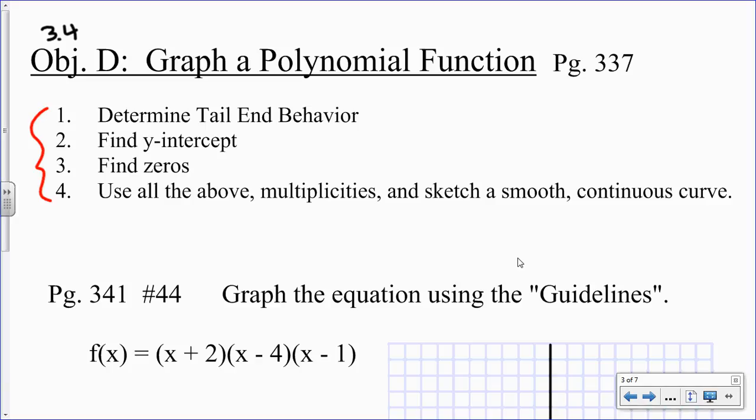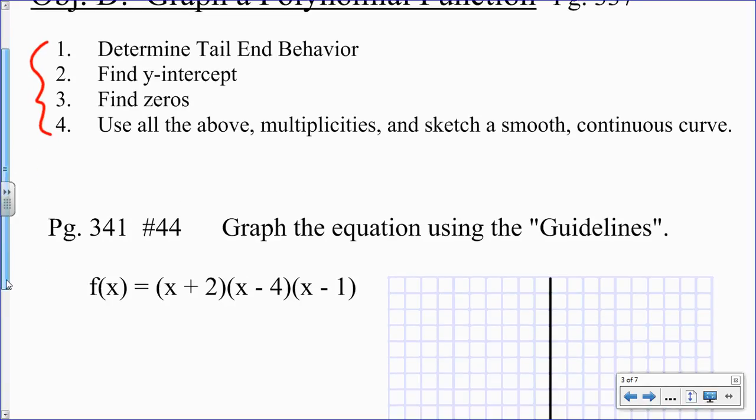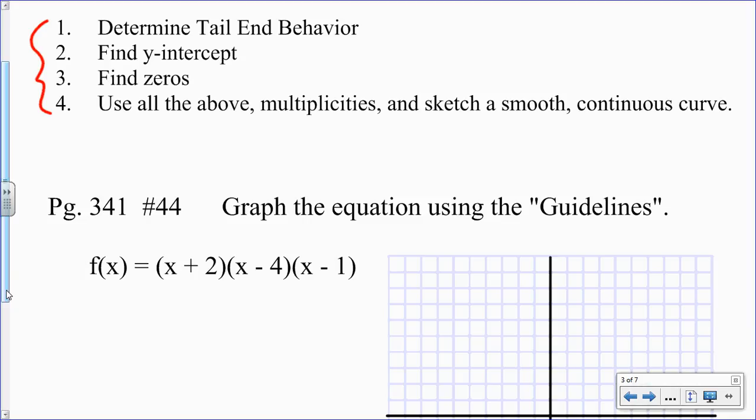Okay, so when it's in factored form like this example, then the zeros are easy to find, but maybe the degree, the end behavior might be a little bit harder. So I'm going to go ahead and list out 1, 2, 3 here. And I'm going to start with number 3 with the zeros because that's what's easy to find.